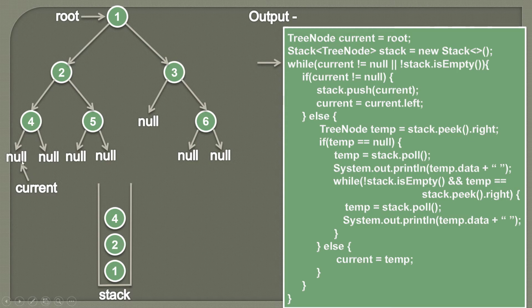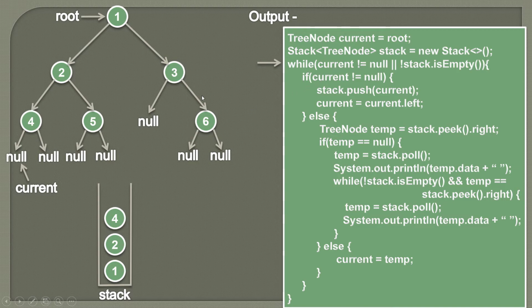So if current is pointing to a null, then there can be two possibilities, that this null value can be on the left side and this null can be on the right side. So if the null is on the left side, we need to visit the right subtree for this node. And if the current is on the right side, then we know that we have already visited left and we have already visited right. Then we can simply visit the node.